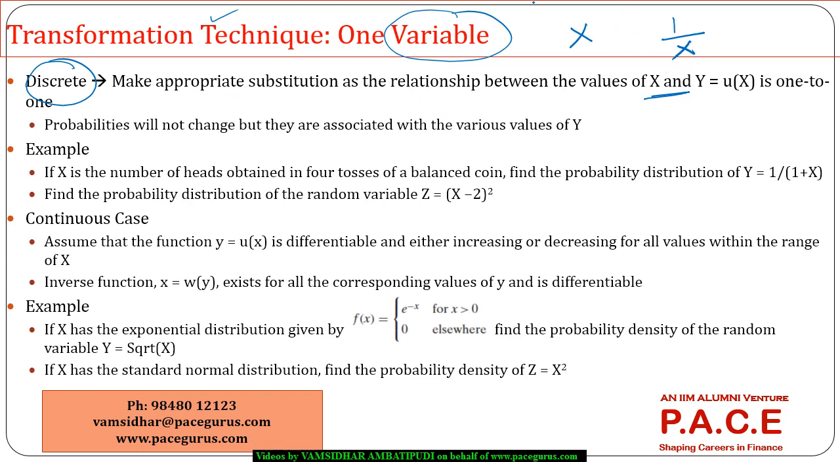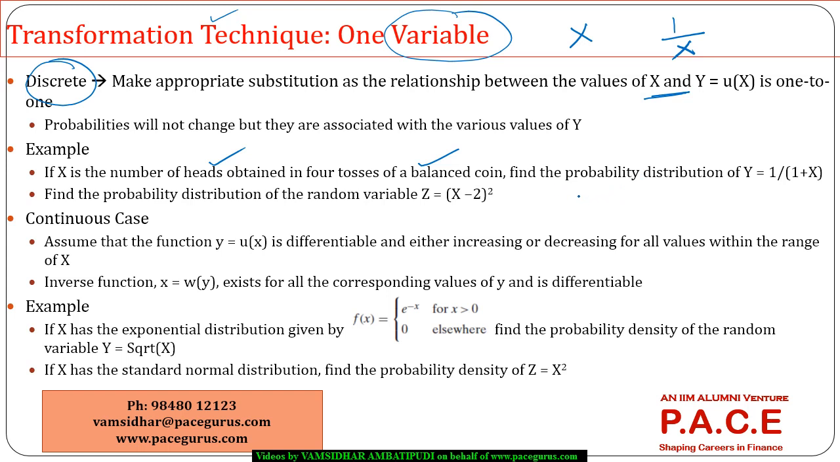That's the only thing. Probabilities will not change at all. If you are saying what I am trying to refer to, x is the number of heads obtained in 4 tosses of a balanced coin. Find the probability distribution of y equal to 1 by 1 plus x.